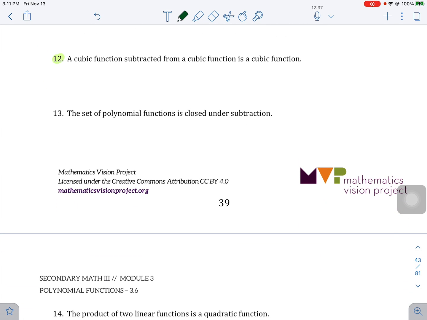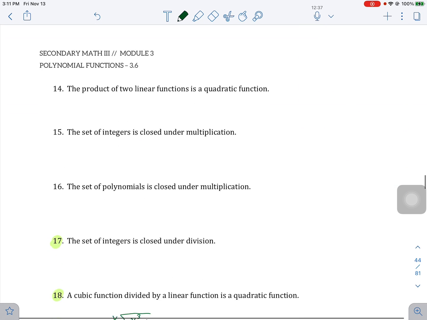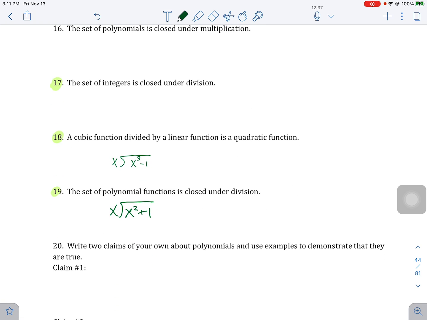A cubic function subtracted from a cubic function is a cubic function. False. x cubed minus (x cubed minus 1) is equal to 1. That's not a cubic function. Some other good ones here. The set of integers is closed under division. No. 2 divided by 3 is 2/3, which is not an integer.